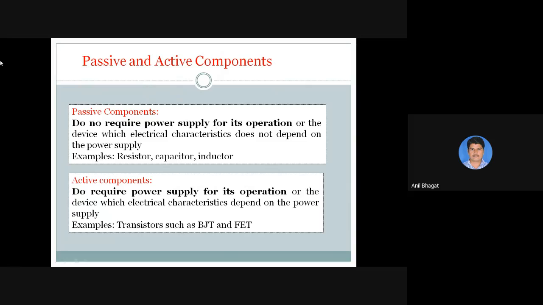Now the components are made up of p type and n type material. Passive and active components, you already know that a passive component does not require any type of power supply. It conducts current without any power supply. The examples are resistor, capacitor and inductor. Active components do require a power supply for their operation, or the device depends on the power supply. Transistors such as BJT, FET, and all types of ICs are active components. This is for your knowledge point of view, I have just added it.